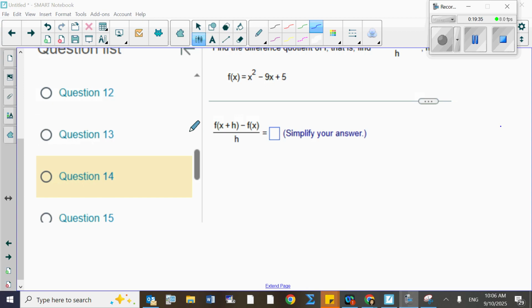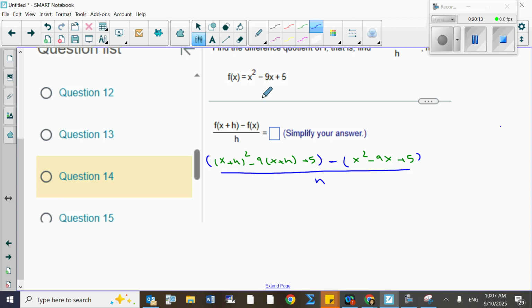Question number 14, let's find the same thing for this function now. Okay, I'm going to start with f of x plus h here. So instead of x, I will put x plus h squared minus 9 times x plus h plus 5. This is the first one. Minus, the second one is f of x. So x squared minus 9x plus 5. And the denominator is h.